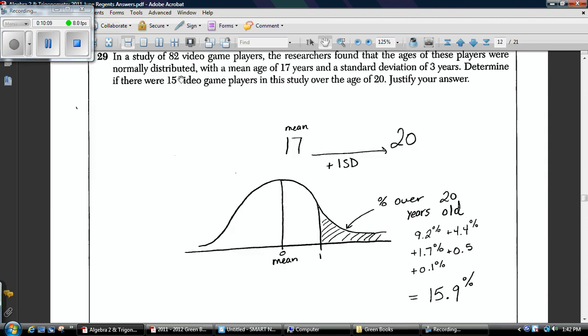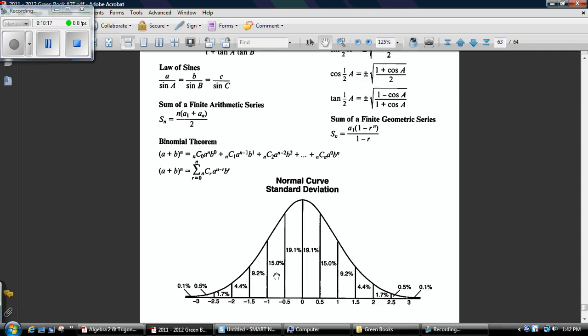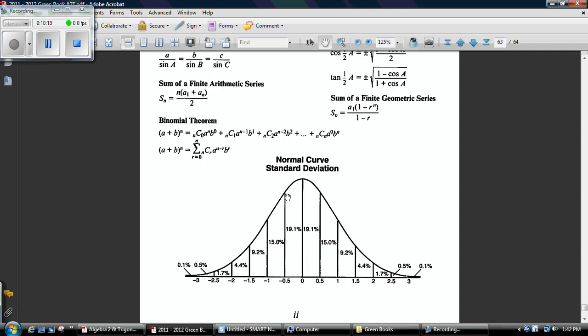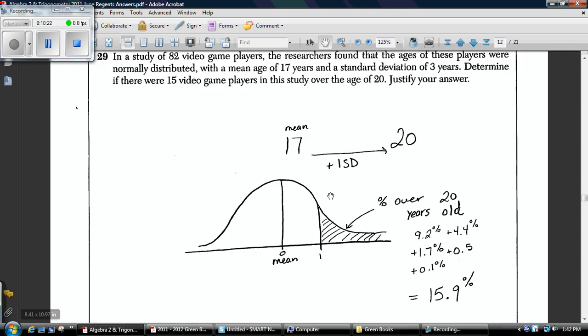29. Okay, we got a study. 82 people are playing video games, and the researchers found that it was normally distributed, which means automatically you should think about this, the normal curve. With a standard deviation of 3, determine if there were 15 people in this study over the age of 20.